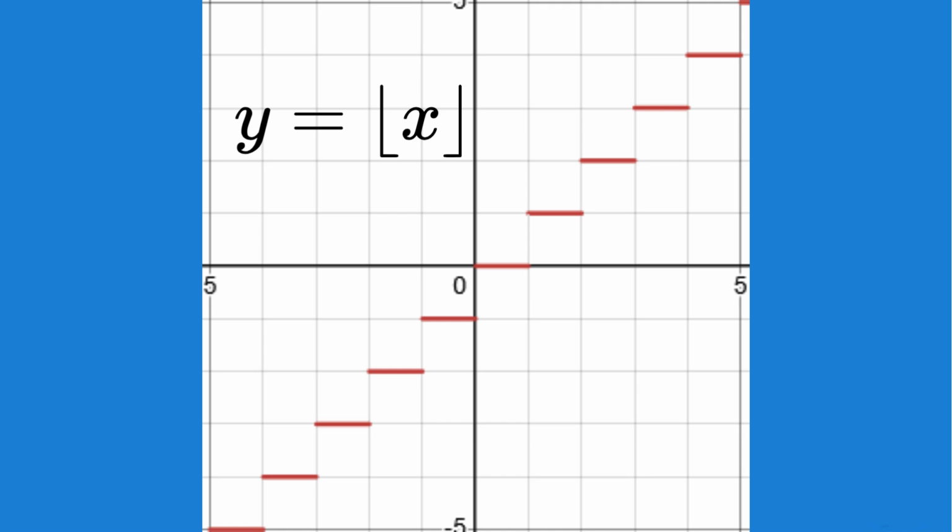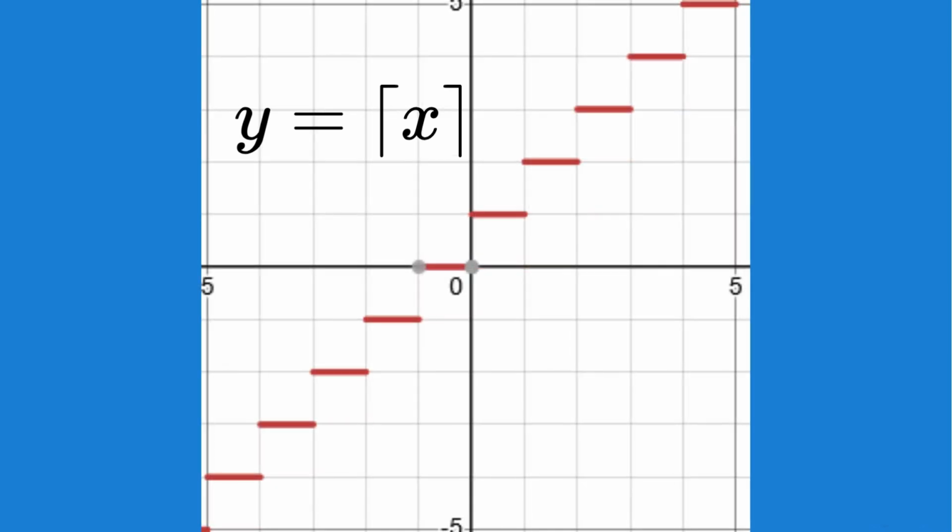Visualizing these functions can make them much easier to understand. Let's look at a number line. The floor function creates a step-like pattern, where each interval from n to n plus 1 maps to the integer n. So the entire space between 3 and 4 is rounded down to 3. Similarly, the ceiling function also creates steps, but they start from n minus 1 to n and map up to n. This visualization helps us to see the discrete jumps that these functions make.